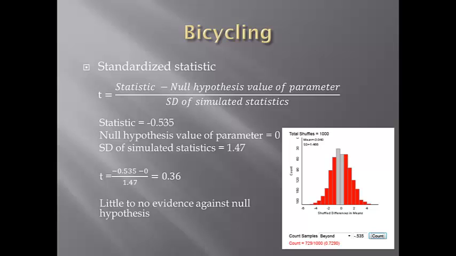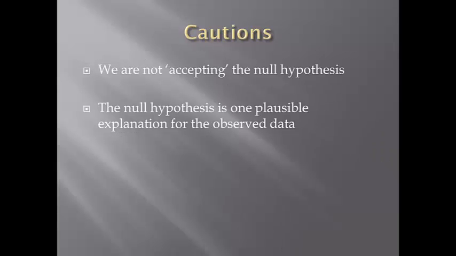This standardized t-statistic can be interpreted as we've seen before. Remember, if your t-statistics are larger than 2 or less than negative 2, that's going to give you strong evidence. In this case, our t-statistic is pretty small, 0.36. This means we have little to no evidence against the null hypothesis.